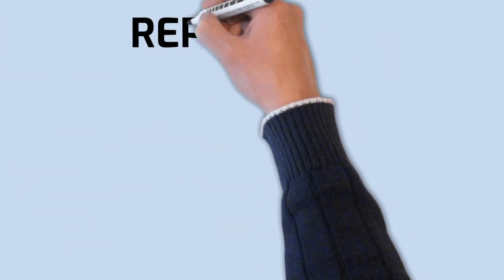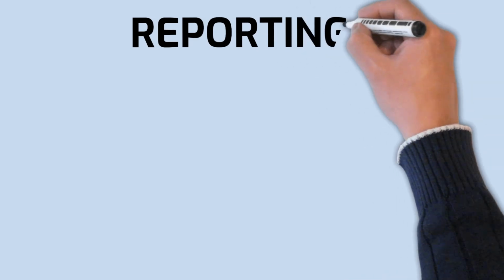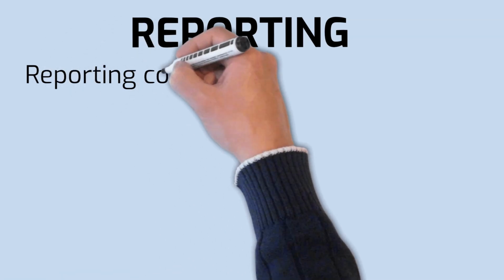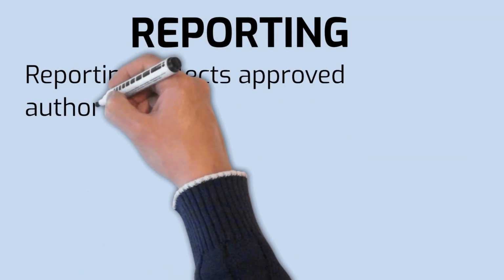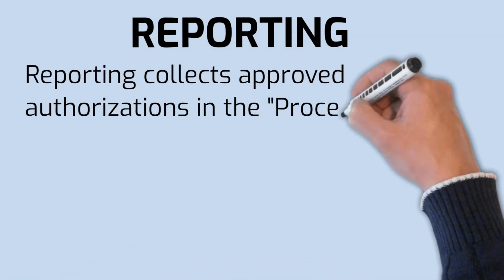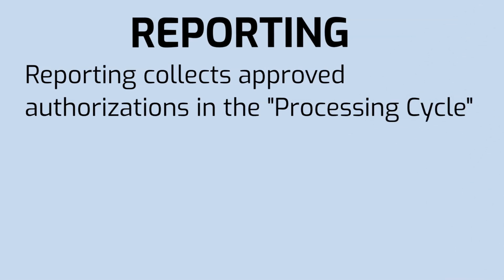Reporting can be called reports or clearing. These 2 terms are slightly different and related to single message or dual message transactions. I will cover these differences in a separate video. For this video, we will just call this step reporting. Reports are generated listing all the approved authorizations in the processing cycle. Processing cycle is simply an arbitrary time frame that allows transactions to be grouped together for reporting, settlement, and reconciliation.